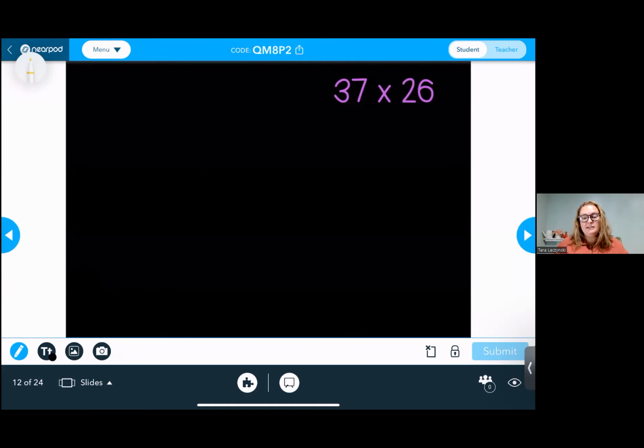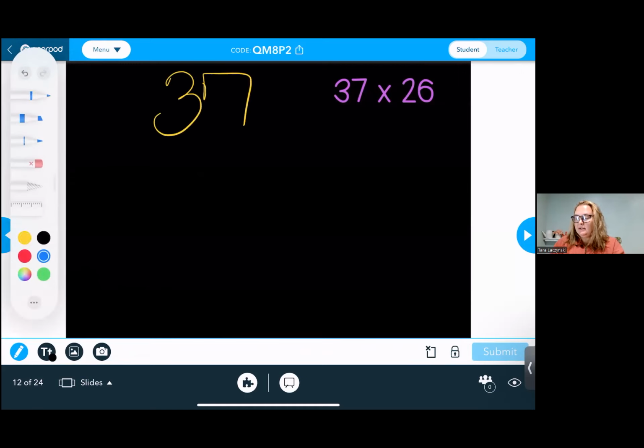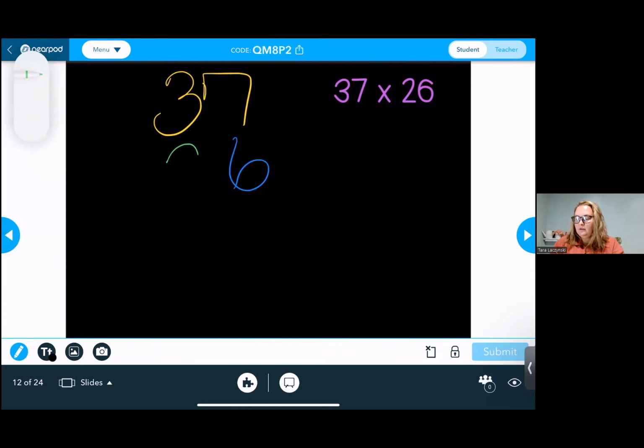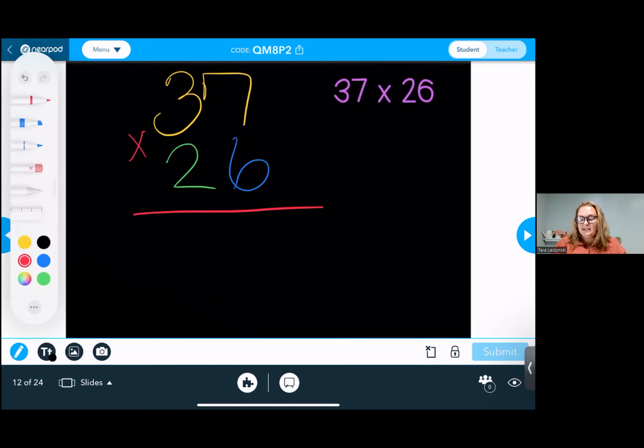All right, let's take a look at another example. We have 37 times 26. Again, I'm going to mark these up in different colors so that we can see the steps a little bit better. And we need to have our multiplication sign. And there we go. Starting with the ones place again. We're starting with the 6. 6 times 7 is 42. I know our 7s are hard. We need to keep practicing them. 6 times 7 is 42. Drop my 2, carry my 4.